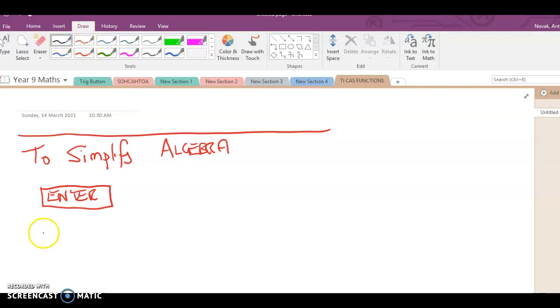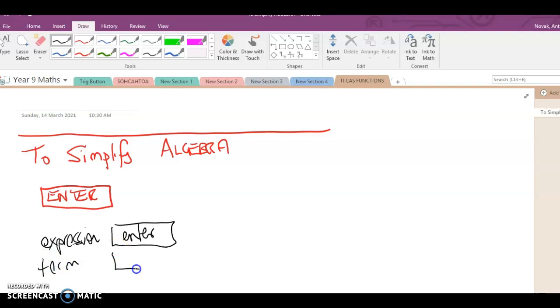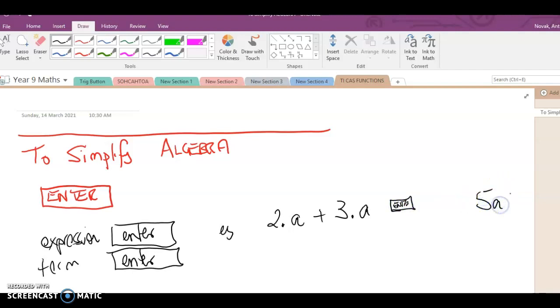So remember, it's an expression, then press enter. Or it might be a term, press enter. So for example, 2, make sure you put the times A, plus 3 times A. Get into a good habit and press enter. And it'll give you the answer 5A.